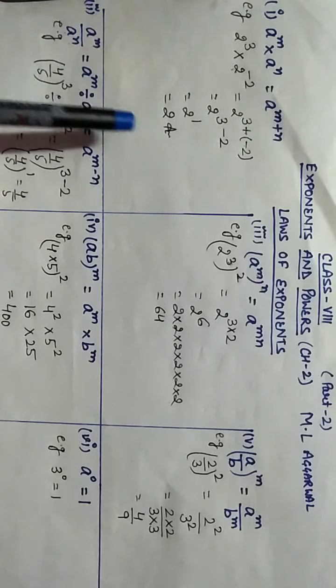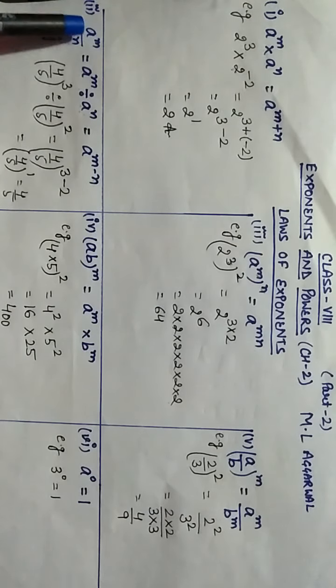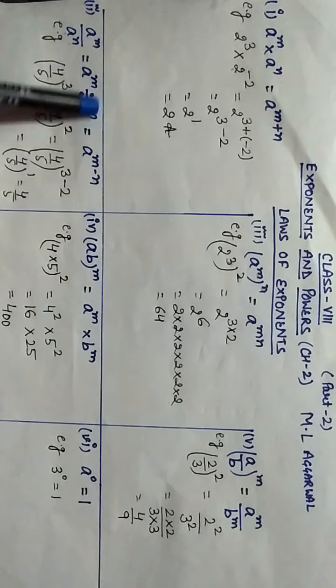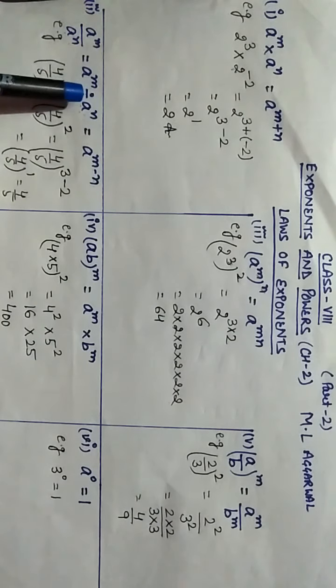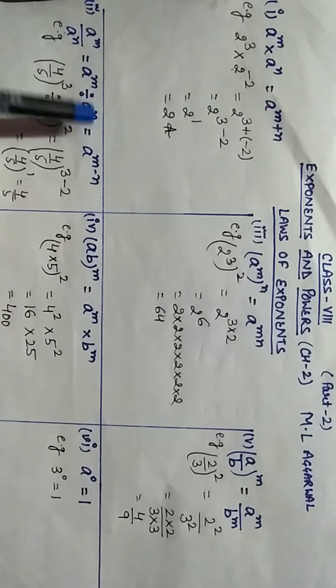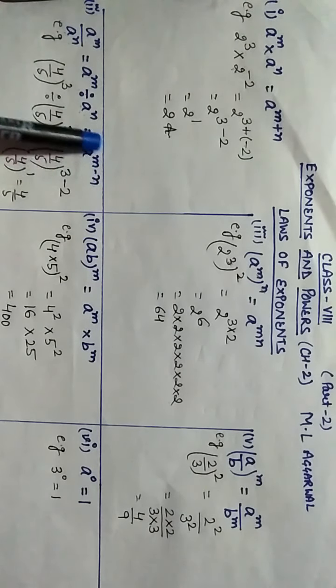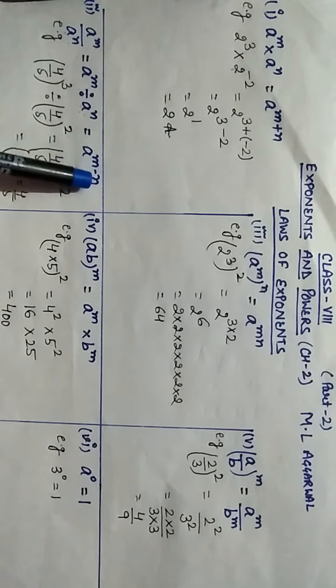Now the second law of exponents is a raised to power m divided by a raised to power n. When the bases are the same and the exponents are different and you are going to divide, then the powers will be subtracted, a raised to power m minus n.